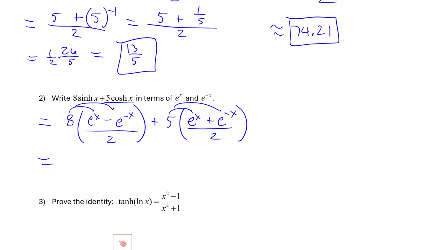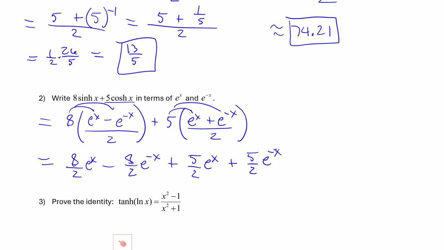For the first term, I'm going to write this as 8 over 2 e to the x, which would be simply distributing the 8 and then noticing it's over 2. So it's 8 over 2 e to the x minus 8 over 2 e to the negative x. That's just distributing and simplifying that first term. Moving on in the same way, we'll say plus 5 over 2 e to the x plus 5 over 2 e to the negative x. Again, just distributing the 5 to the numerator and then considering that we're dividing by 2 in both terms.